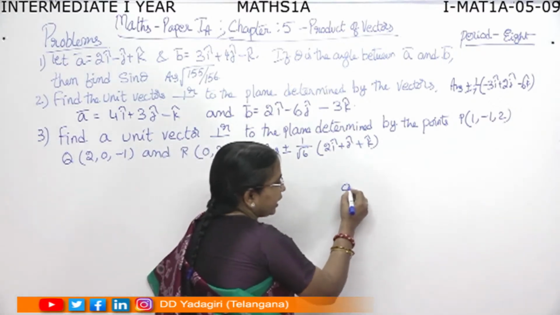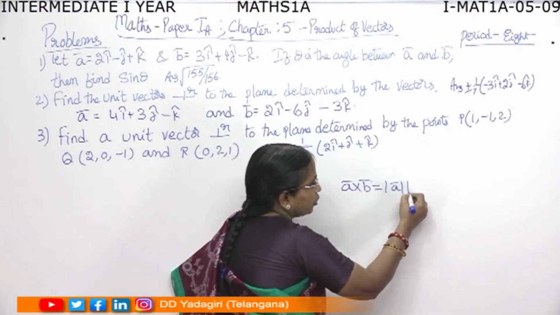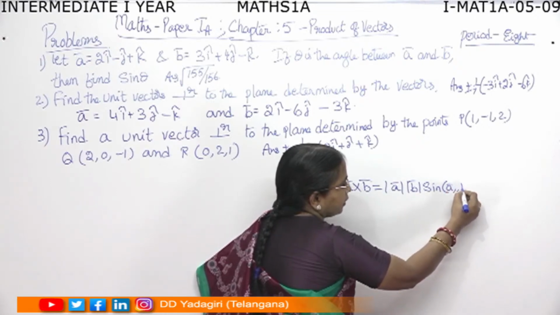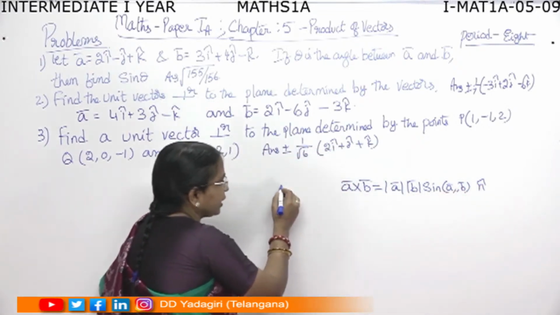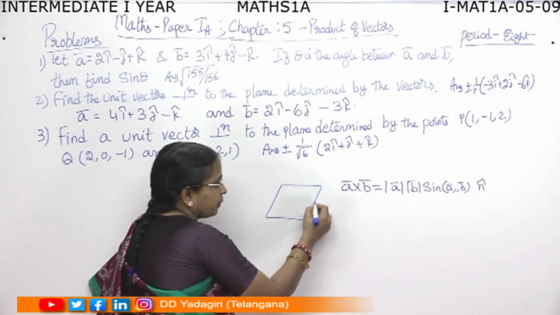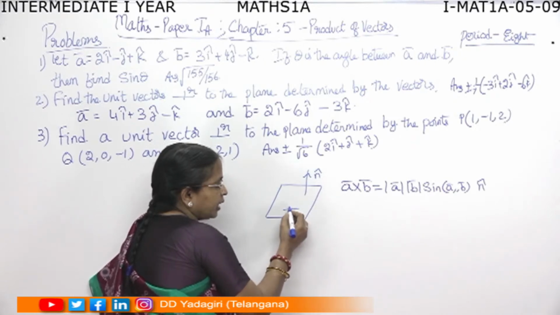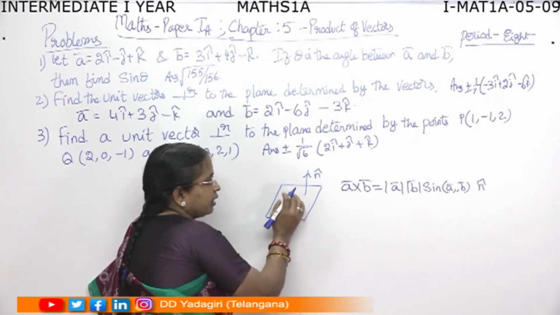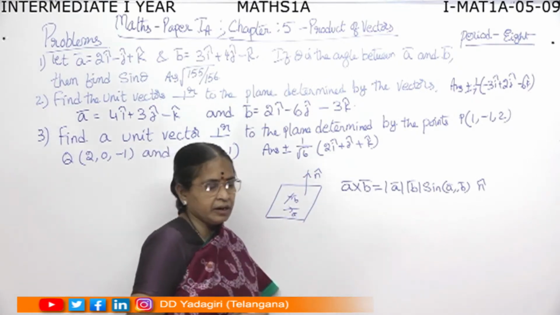So we defined A cross B as mod A into mod B into sine of angle between A and B into n cap, where n cap is a unit vector perpendicular to the plane containing A and B, and A, B, n cap will form a right-handed system. So like this we define.